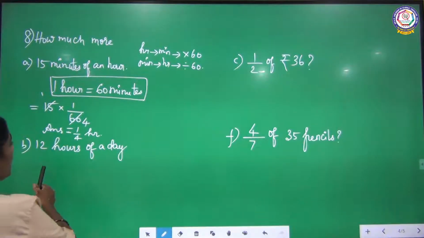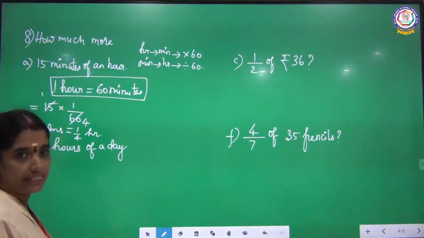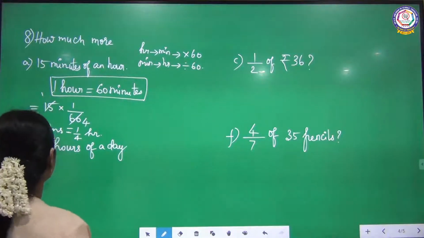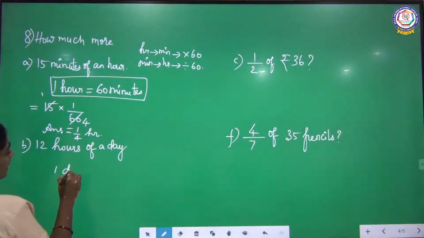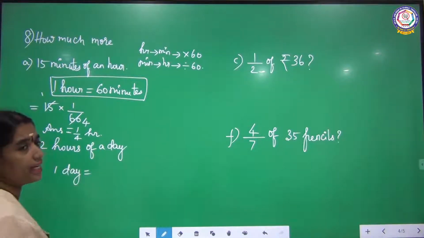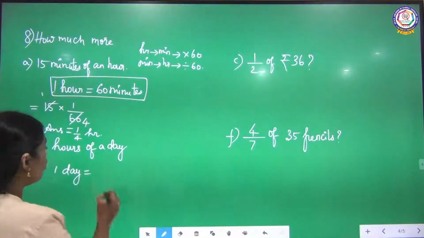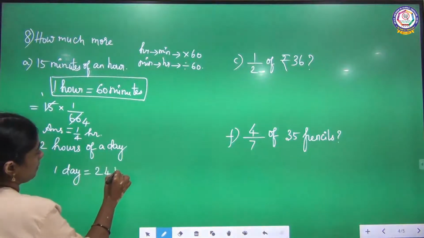Next, 12 hours of a day. What is that? 12 hours of a day. First you write 1 day is equal to, 1 day equal to how many hours? Yes, 24 hours.